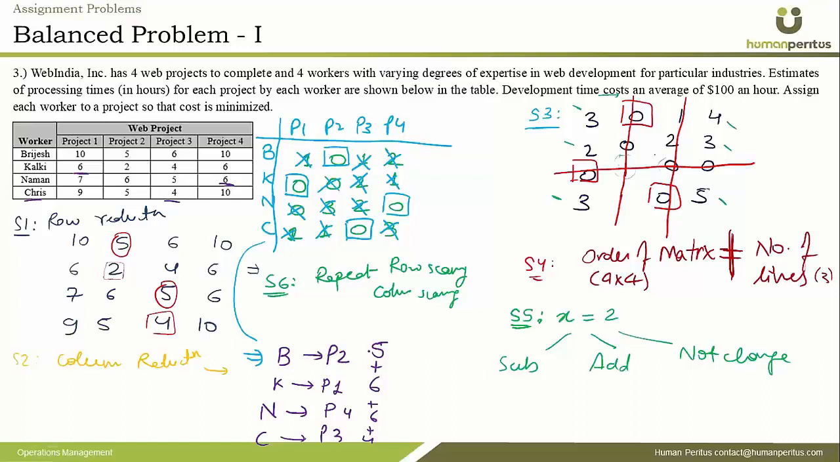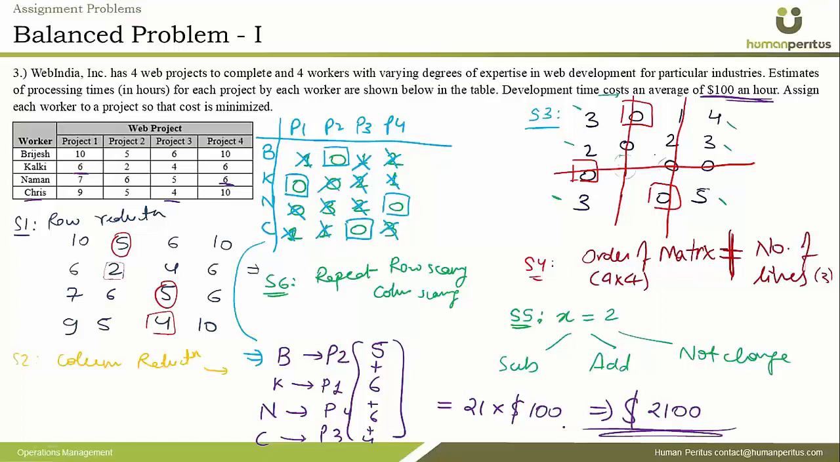So what is the cost here? What is the total number of hours that it takes? Which is 12 plus 4, 16 plus 21. And what is the cost per hour? It is $100. So the minimized cost is $2,100. Okay, so what does this mean? That if we assign Brajesh, Kalki, Naman, Chris to these projects, we can minimize the cost, and that is $2,100, right? So this is the whole question.